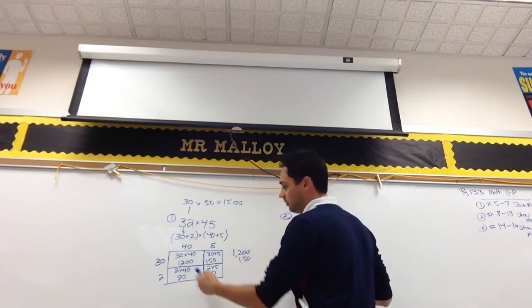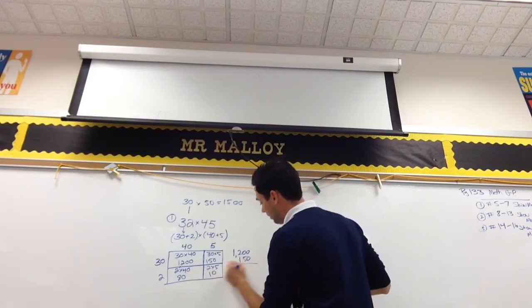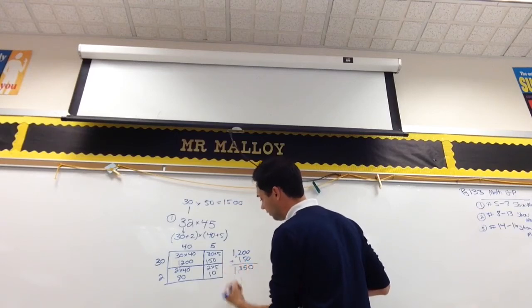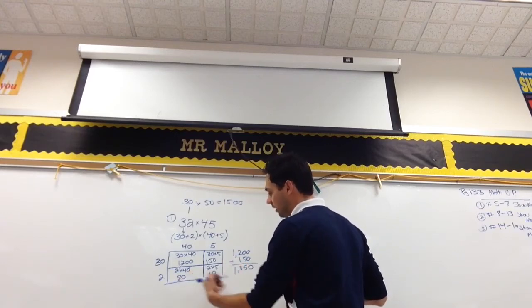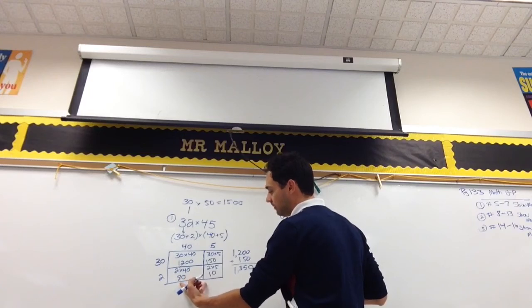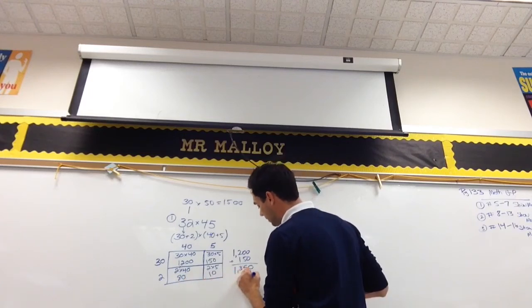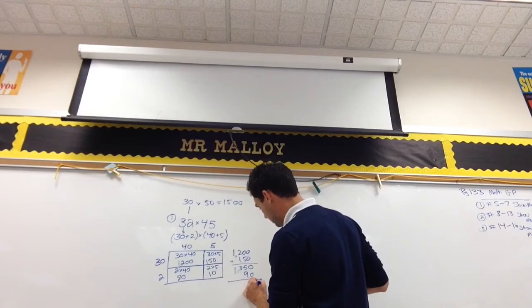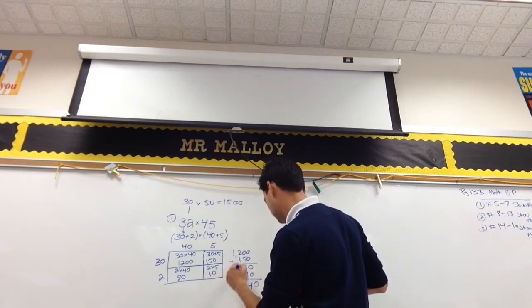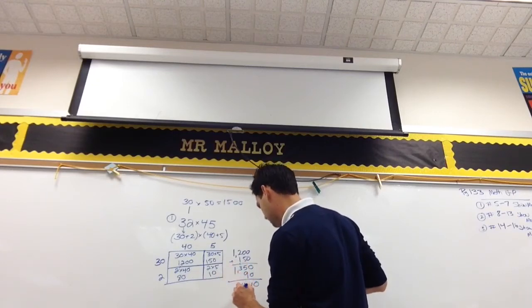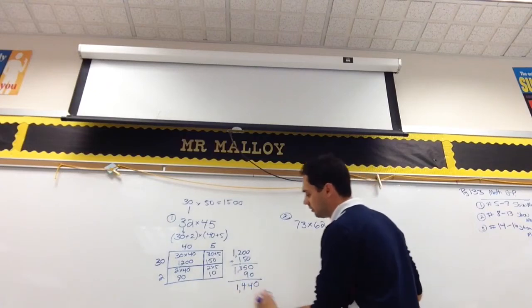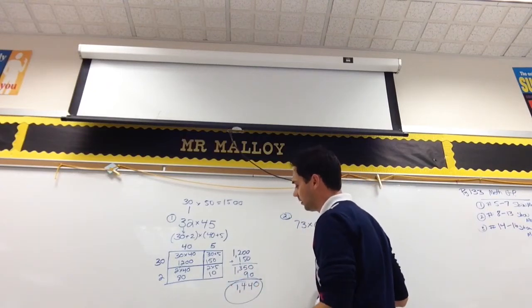I'm going to add these two together first, because I find it easier to add just 2 numbers. I can do this real quick in my head. 80 plus 10 is 90. So I got 1,440. And I circle my answer so I know that's the answer.